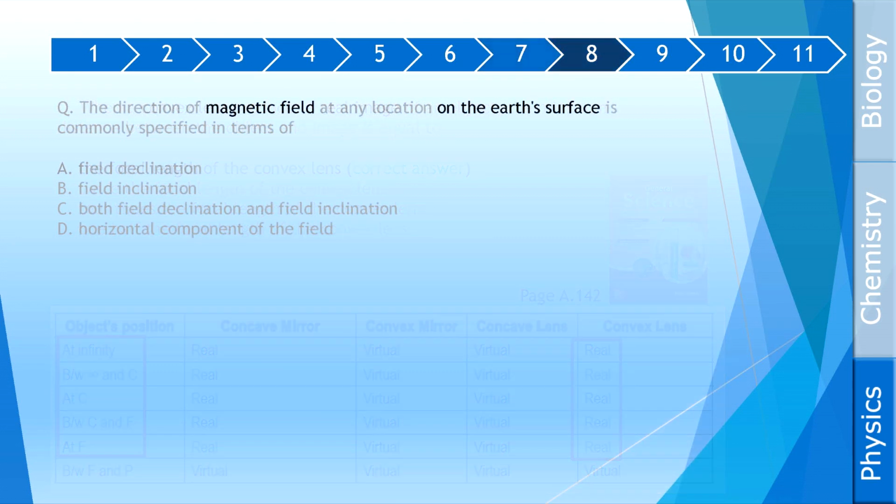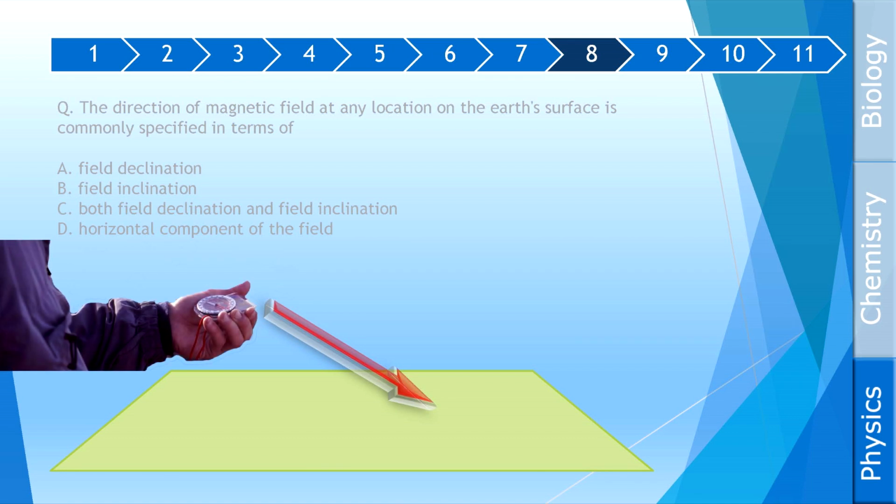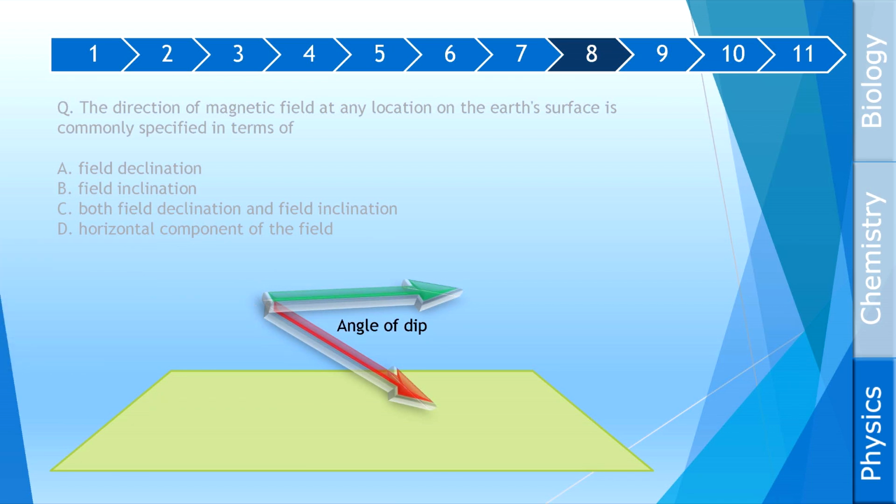The next question is about Earth's magnetism. It's explained in my notes as well as in my videos. Let's have a brief look. Let us say the magnetic field of Earth is diving into the surface of Earth obliquely. However, when we hold a compass, we intend to look for direction horizontally. This angle between the green and red arrow is called the angle of dip, also called the angle of inclination. Thus, it is our answer. Option B is the correct option.